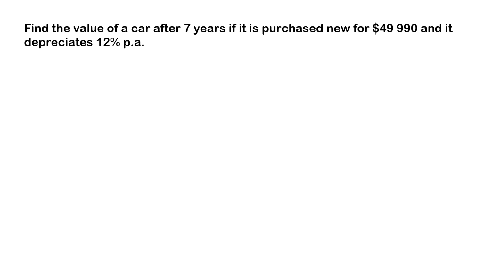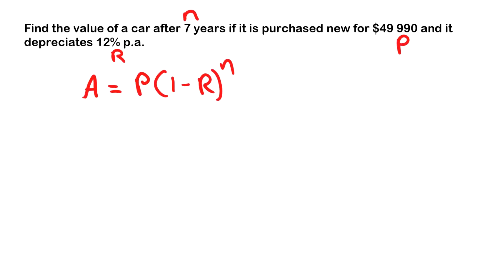So here we have a question. We have a car and we need to find its value after 7 years. Now it started at $49,990 and it depreciates at 12% per annum. So like compound interest, write the formula down first, and then we can start to label our values. So we can substitute it in.